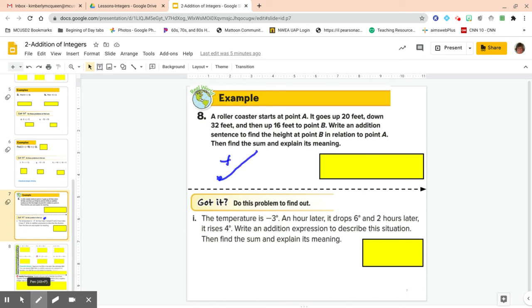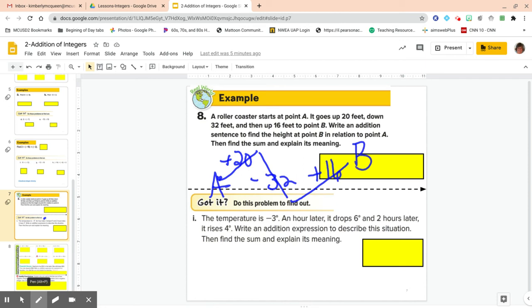So we're going to say up 20. And then it goes down 32 feet, so we're going to put a minus 32. And then it goes up 16 feet, so I'm going to put a plus 16. Now, it says write an addition sentence to find the height at point B in relation to point A, and then explain its meaning. Okay, so point A is where we started. It goes up, it goes down, it goes up, and here is point B.